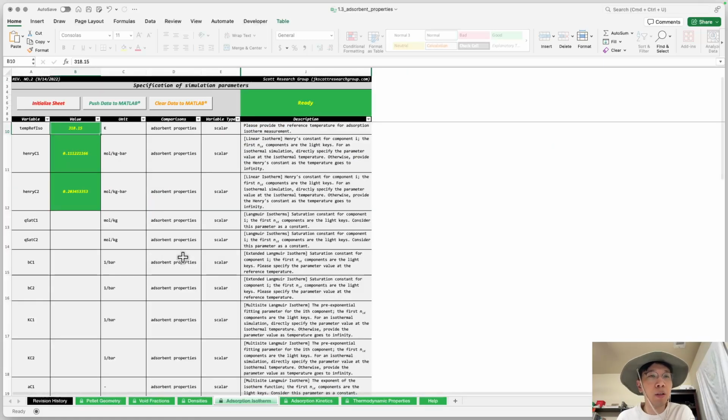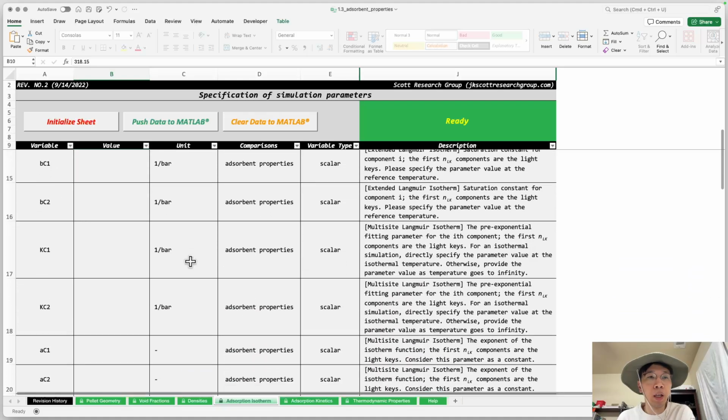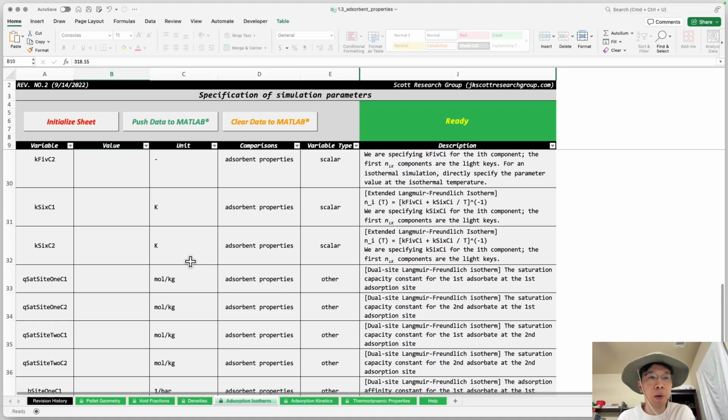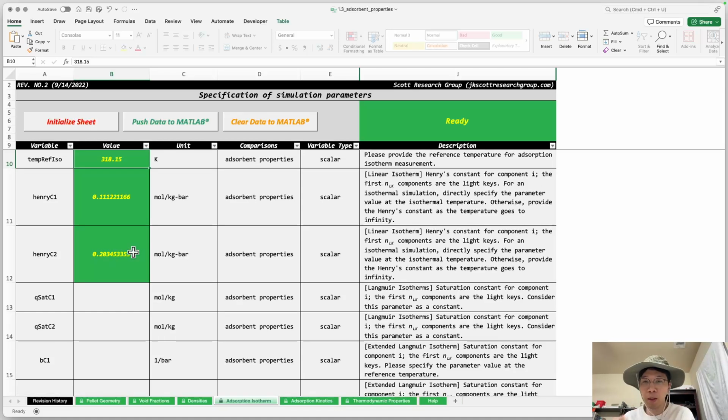Isotherms are very important. Remember in the configuration file, we chose the linear isotherm, and in this case we just need Henry's coefficient. So you just have to provide a Henry's coefficient in the right units. There's an explanation here as well. All these grayed out cells represent parameters that you need for different types of isotherms, and depending on isothermal or non-isothermal simulation, you need to specify more or fewer parameters. These cells will get activated based on the configuration settings that you make in the earlier spreadsheet.